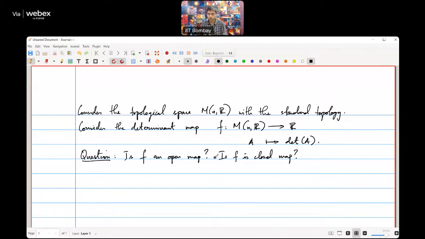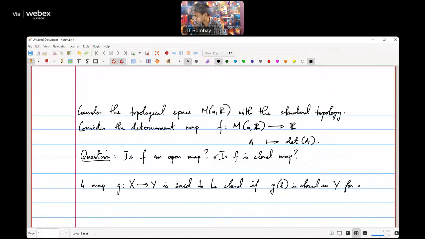It's easy to see that this map is not closed. Let's recall what a closed map is. A map G from a topological space X to Y is said to be closed if G of Z is closed in Y for every closed subset Z of X. Okay, so let's see that this determinant map is not closed.